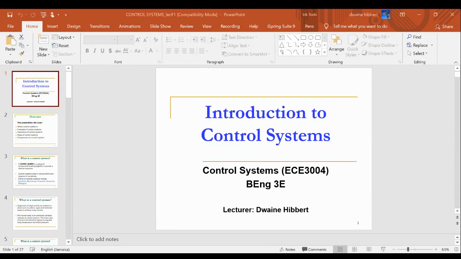Light intensity. Okay. So here it is that we have a biological system.